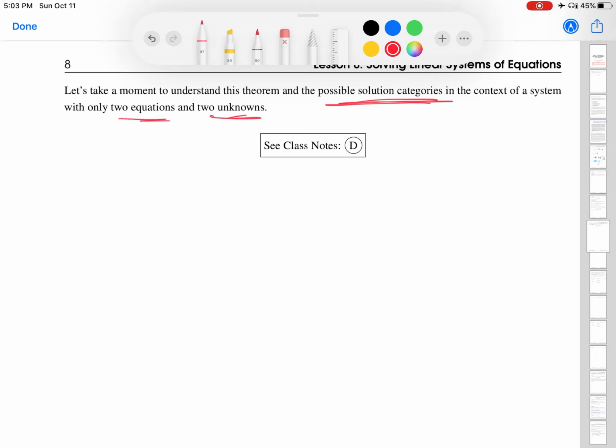So this is going to be something like, well, I'll just write the equations first. ax plus by equals, let's call it k1. And then, let's keep going with the alphabet here, how about cx plus dy equals k2? All right, so this is a linear system, two equations, two unknowns, and we're going to understand the theorem above, which talks about the three solution categories.